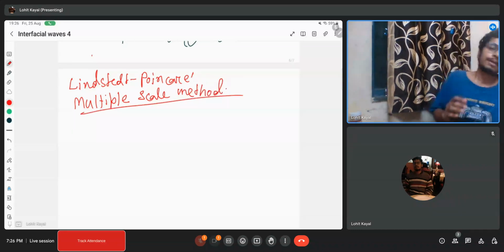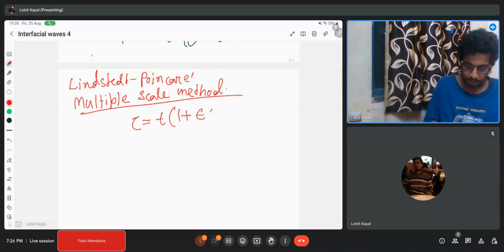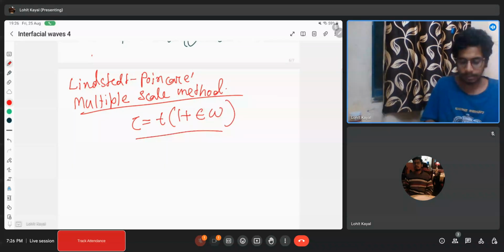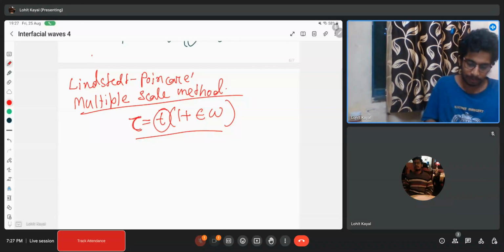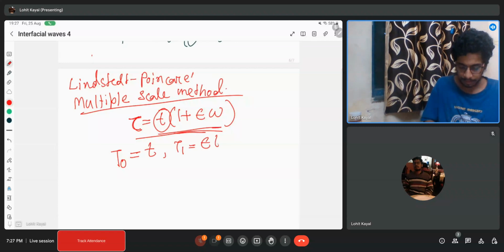Okay, so now in the Lindstedt-Poincare technique, what we do, we just stretch the time. We define a time 1 plus some epsilon into omega. We define our time like this. This is our original time that we have in our governing equation, and we are stretching the time. This is my Lindstedt-Poincare technique. And in the multiple scale technique, we define a slow time scale. So if my original time scale is t that we are using, we define a slow time scale in this form of epsilon t, or t2 equal to epsilon square t, something like that.